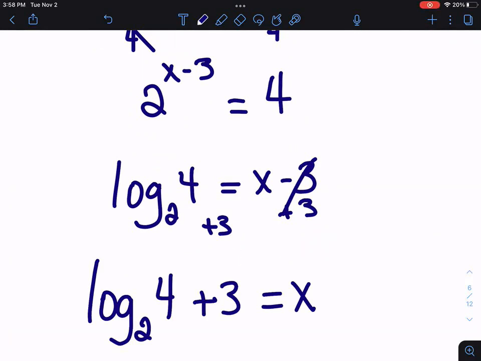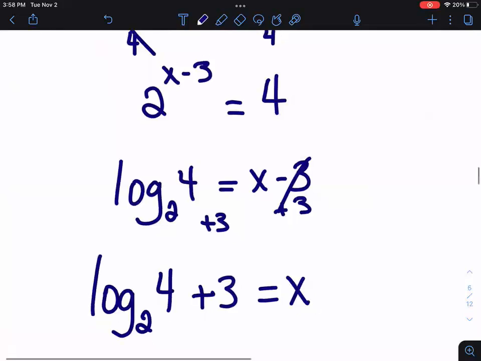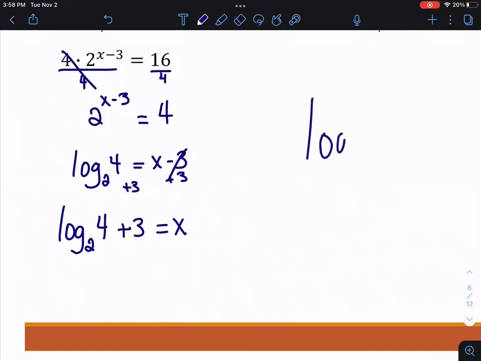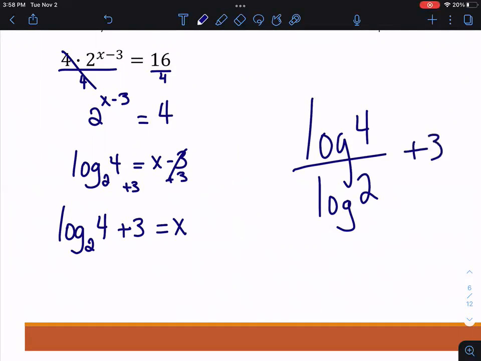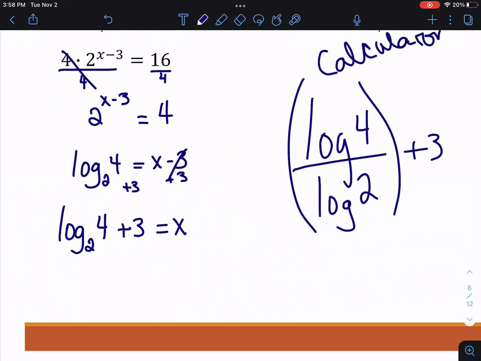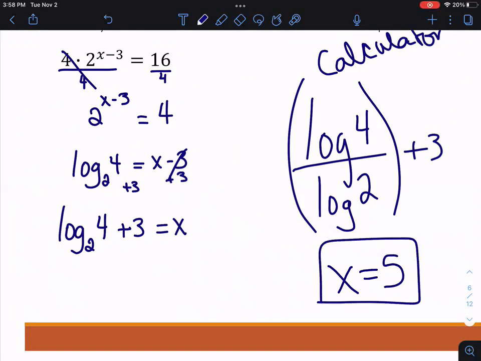And similarly to the last problem, we're going to use the change of base formula in order to type this into our calculators. So in our calculators, log 4 divided by log 2 plus 3. So we're going to want to put this all in parentheses and type this in our calculator. You actually end up with an answer of x equals 5. The majority of the time when we work through problems like this, they won't turn out so nicely, but it can happen every now and again.